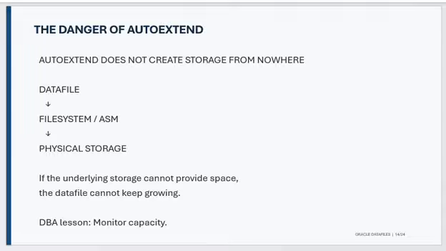Therefore, blindly enabling unlimited autoextend can be dangerous. A DBA should monitor file system capacity, ASM disk group capacity, data file growth, tablespace usage, and expected application growth. Autoextend is an automation mechanism, not capacity planning.